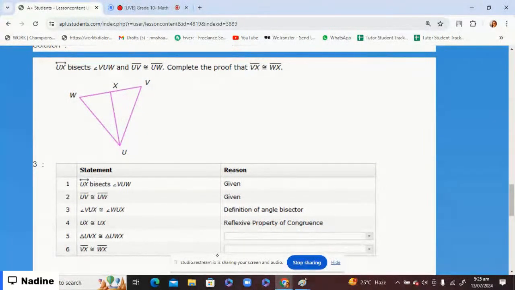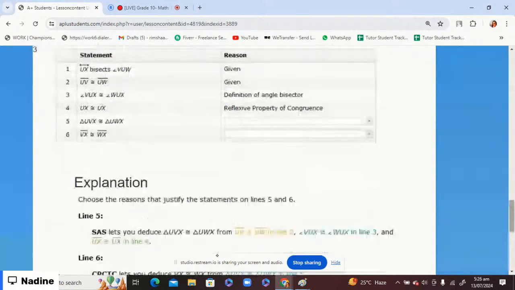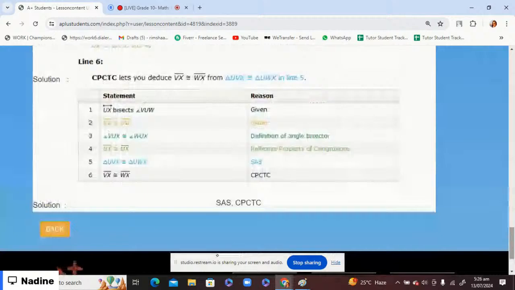So what is the first thing given? The first thing is UX, which is the bisector of which one? Angle VUW. The second thing given is VU and WU are congruent. Then the angles VUX and WUX are the same. It means that what is the reflexive property here? UX and UX are the same. Now the triangles are the same, so their lines are the same. We always use that property in all of it.